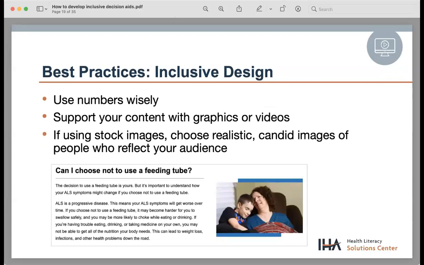Next, we want to take an inclusive approach to our design. And there's a few different ways that we can help to make sure that these decision aids are easy for everyone to read and understand. So first, use numbers wisely.